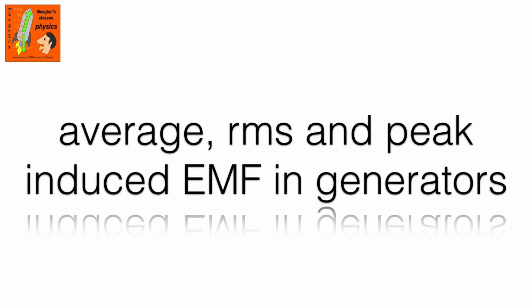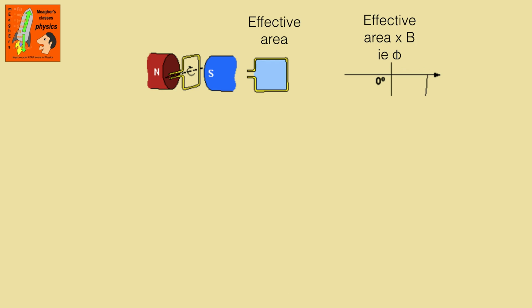So when we look at a generator, it consists of a coil which is rotating in a magnetic field. Now I've represented it here as a rectangular coil, and I've got it currently perpendicular to the magnetic field. So you see the effective area which is being cut by the magnetic field is the whole area of the coil. So the flux will be the whole area of the coil multiplied by the magnetic field strength.